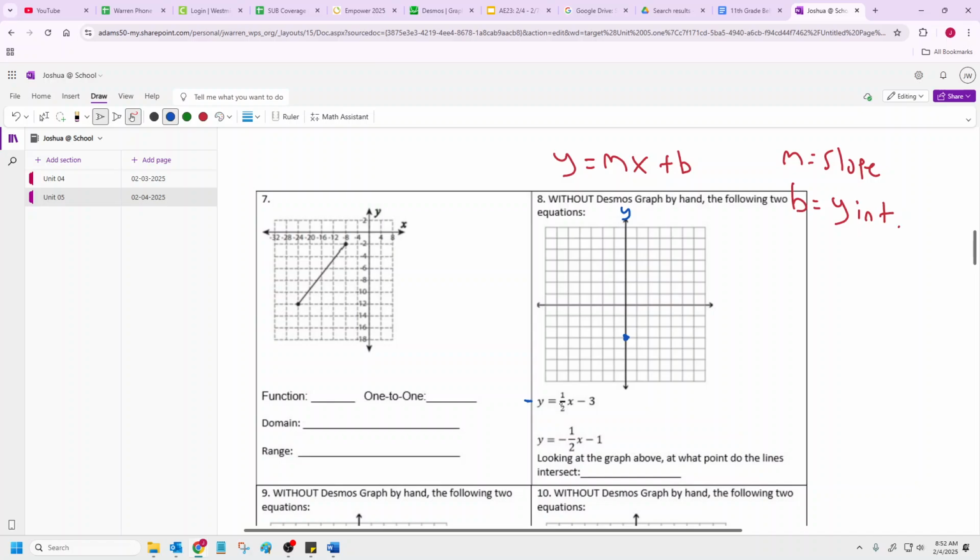Now we're going to use our slope, 1/2. Remember, slope is rise over run. That means up or down first, and then left or right second. So we have +1. So we're going to go up 1 right here. And then it says go over 2. 1, 2. Boom.